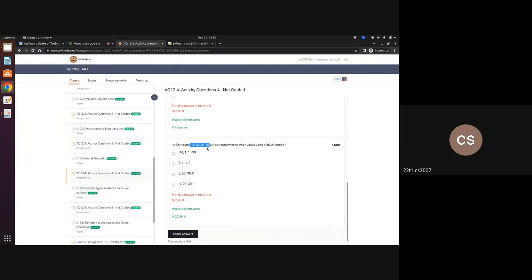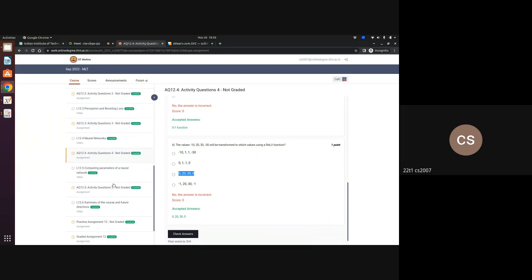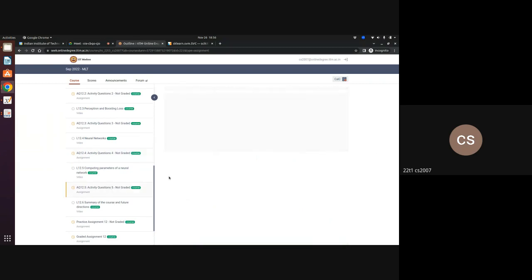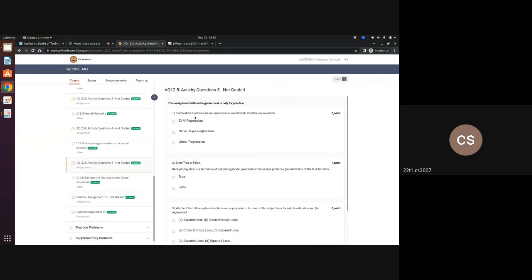So if these values are passed to ReLU, what will be the output? As you know, negative values are transformed to 0. So we will be getting 0, 20, 30, 0. This one. All right. Let's move on to the next one.